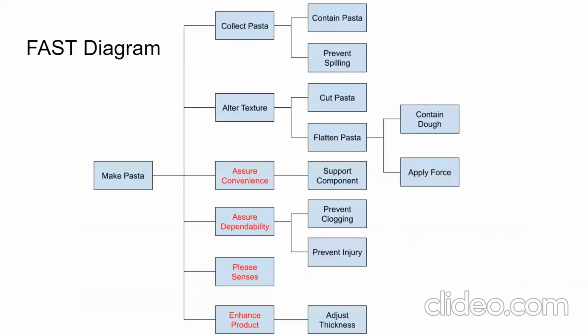Going into more of the important details here, with the FAST diagram, we can see that to make pasta, our main function, we go through a slew of steps, and our manual pasta machine actually covers 3 of the 4 required primary subfunctions.